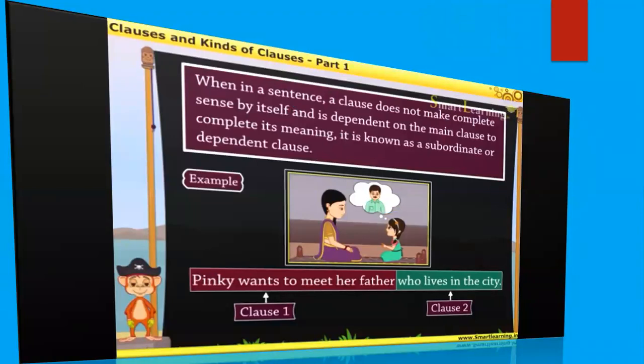So when in a sentence, a clause does not make complete sense by itself and is dependent on the main clause to complete its meaning, it is known as a subordinate or dependent clause. You can see an example. Pinky wants to meet her father who lives in the city. Now clause 1 is Pinky wants to meet what? Her father. What about father? So clause 1 has to depend on clause 2: who lives in the city?